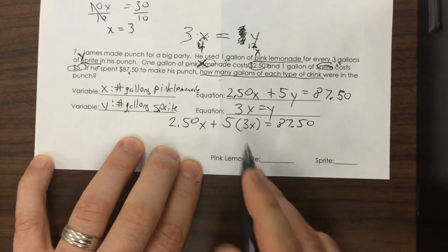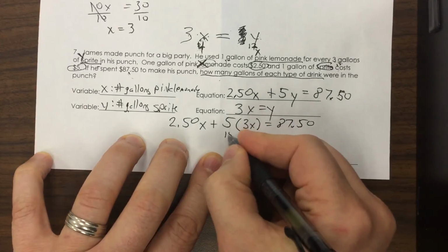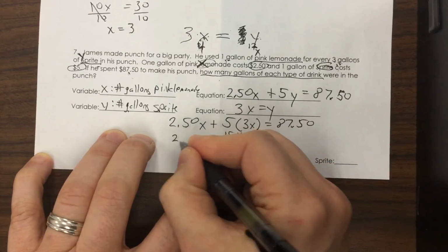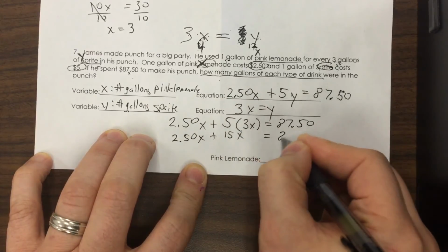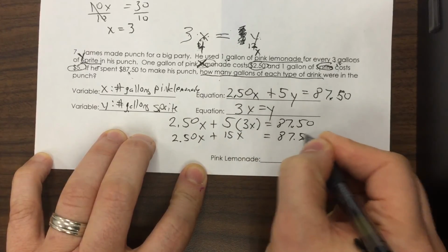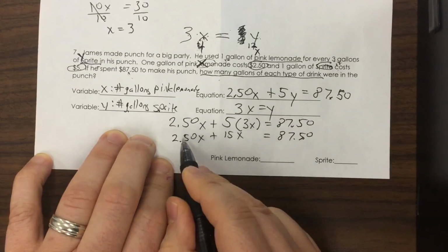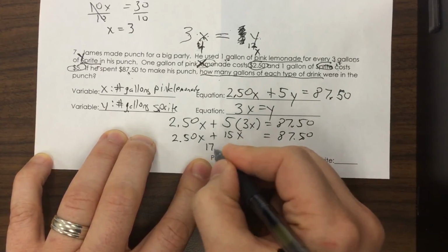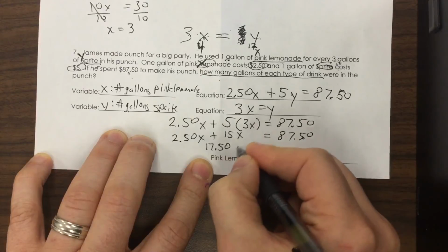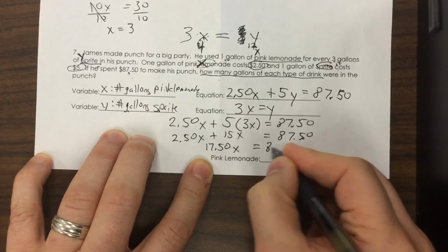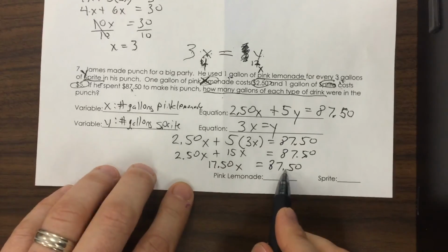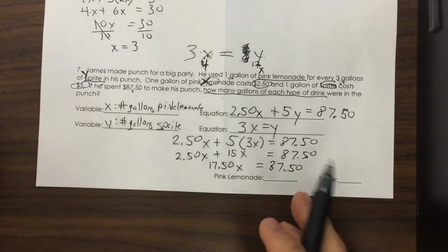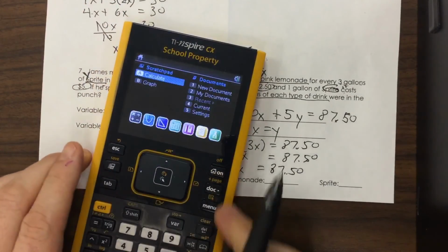5 times 3 is 15x. So I have $2.50x plus 15x equals my $87.50. 15 plus 2.50 is going to be $17.50. $17.50 times x equals $87.50. Okay? Now, I put this in the calculator and divide by the 17.50 to get x by itself.